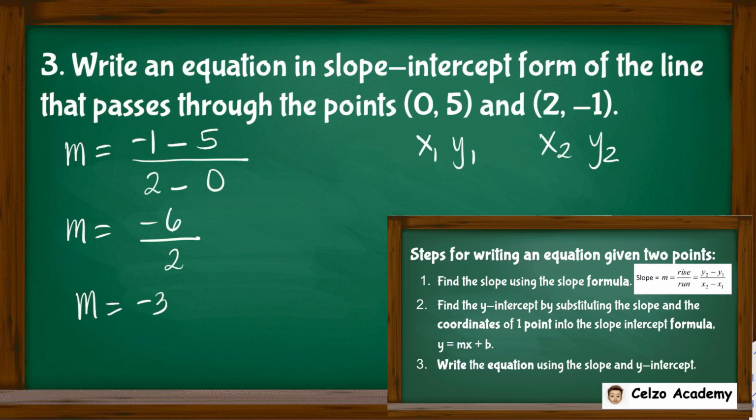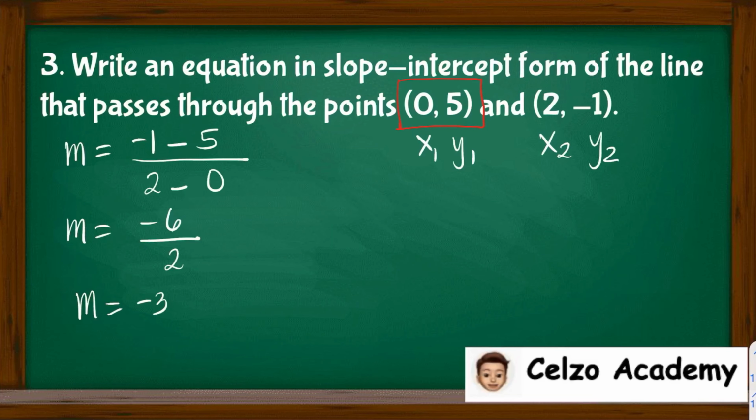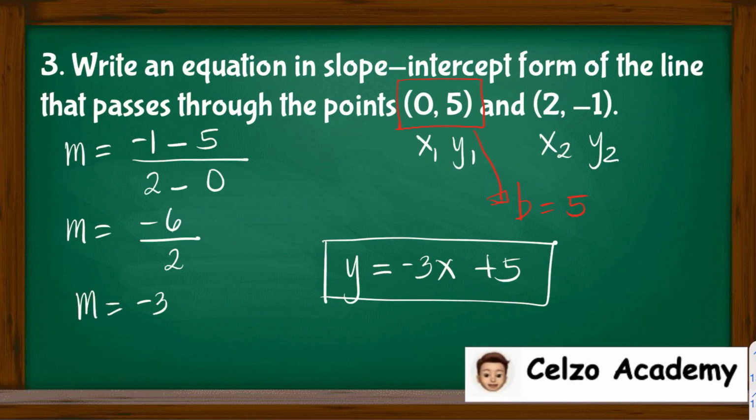To find the y-intercept, notice that one point is 0, 5. And the y-intercept is the value of y when x is 0. Which means that 5 here is the b value or the y-intercept. So now we have the slope -3 and the y-intercept 5. So now we substitute m is -3 and b is 5 into the slope-intercept form. So y is equal to -3x plus 5. This is the equation of this line.